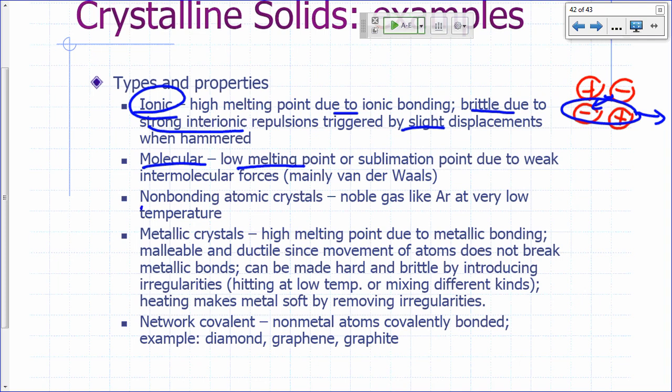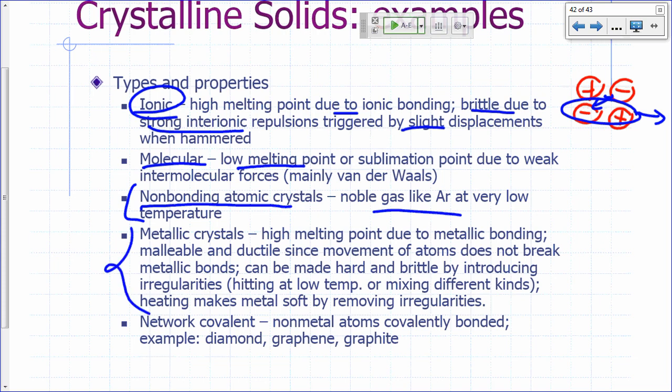You can also have what are known as non-bonding atomic crystals. Generally, when you're dealing with noble gases at very low temperature, your atoms of your noble gases are just held by very, very weak London dispersion forces. So you can have them settle into a crystal at very low temperature. So it's just a collection of atoms in a solid. That would be what you would call a non-bonding atomic crystal.